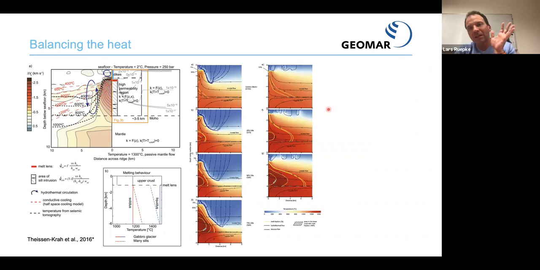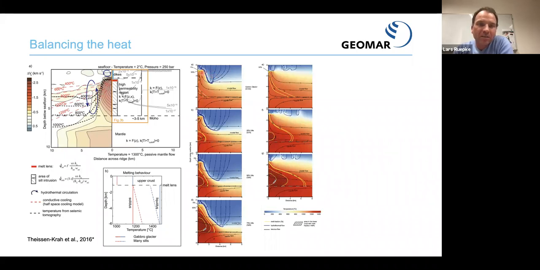These are snapshots from different results. The top one, I hope you can read this, is pure gabbro glacier. All the heat is released in the melt lens. Then to get the isotherms inferred from the seismic tomography, we get a cooling pattern like this: very vigorous hydrothermal convection on top, and then a cross-axis component where we also get a little bit of deep cooling, and we make the right thermal structure.